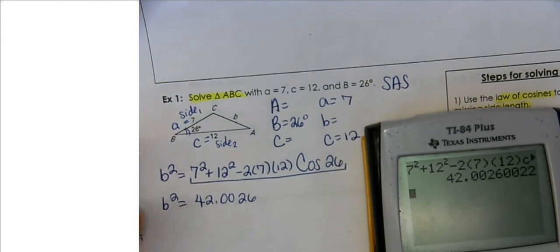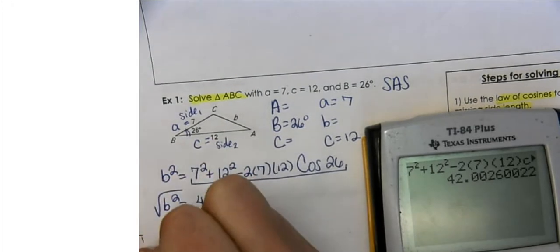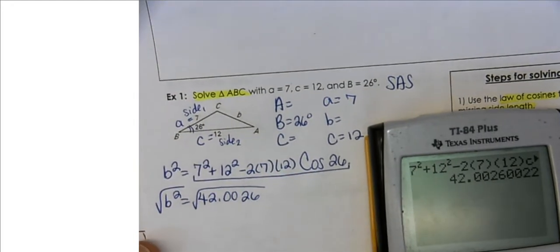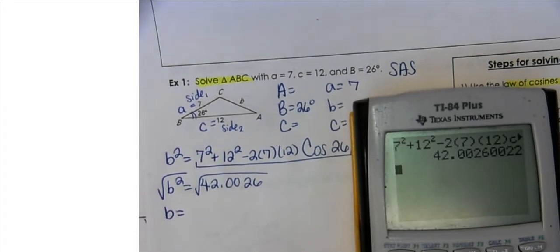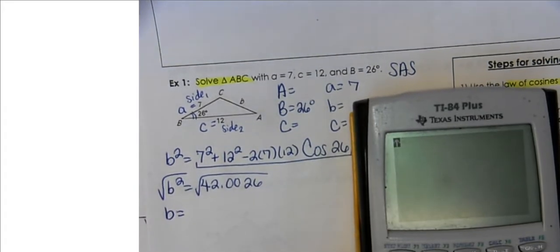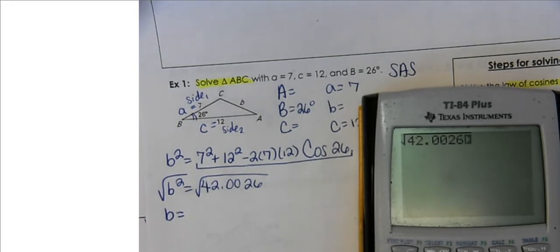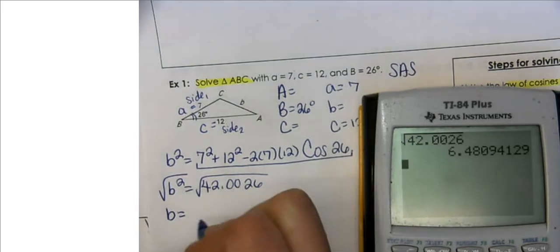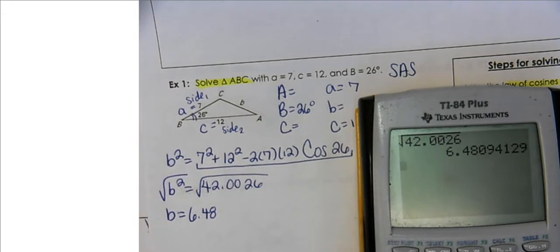And I like to do 4 decimal places. You could also just do second square root if you wanted to in your calculator, but we're going to take the square root now of both sides, and I'm not going to use a plus or minus because we're talking about length. I'm going to go second square root of 42.0026, and I end up with 6.48. So we're just going to round our answer to the nearest hundredth. So b is equal to 6.48.